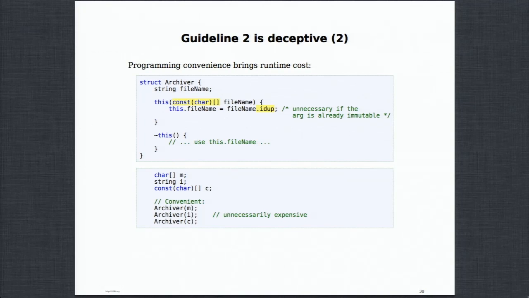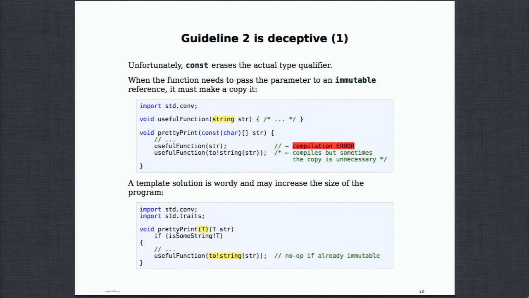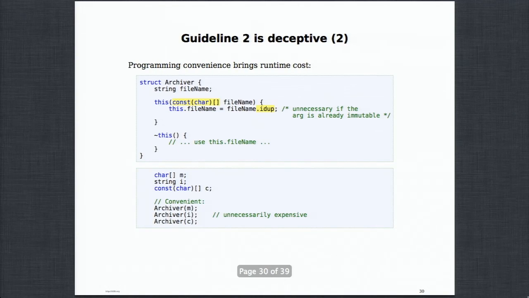Okay. So our guideline 2 has been deceptive. Yeah, for this reason at least. It gives you a problem with your function implementation in the future. And here's another one. Let's say you make a constructor parameter a const string. And let's say this is an archiver and needs to maintain the passed-in parameter because it's going to use it in its destructor. So this struct actually needs immutable data.